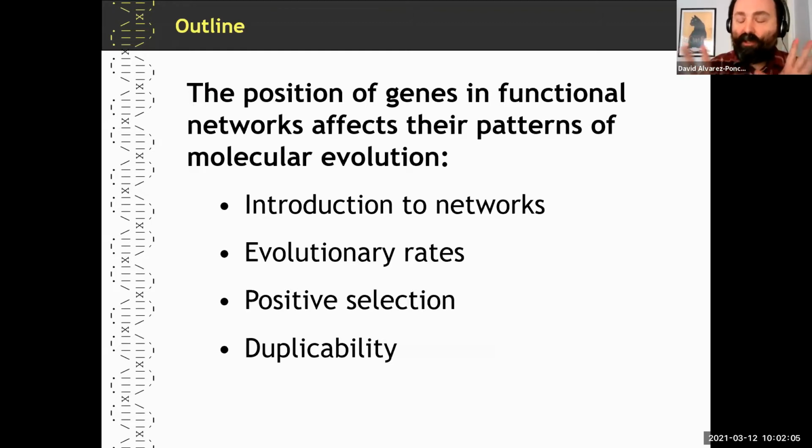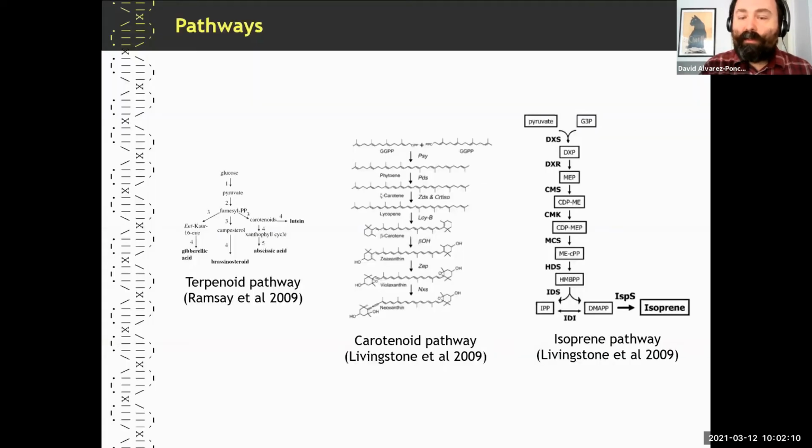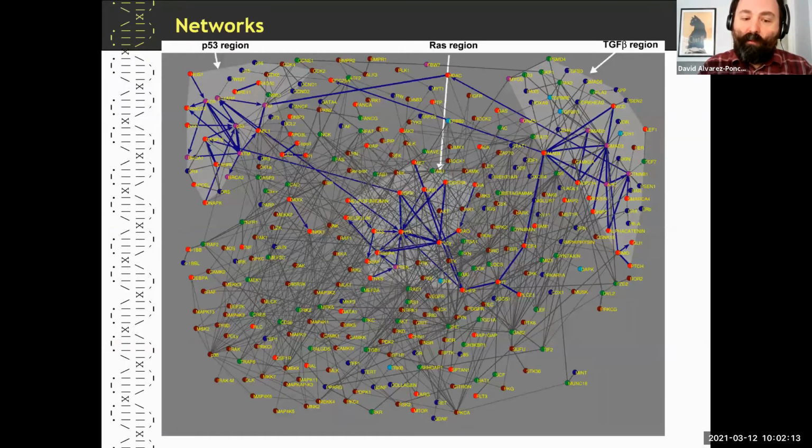Just to give you a first snapshot of what this talk is about. Say this is a network, for instance. One of the things that we've been learning throughout the years is that genes at different parts of this network, for instance, those that are highly connected or those that are upstream of signaling networks, evolve differently from others. The position of genes within a network makes them evolve faster or slower, or duplicate more or less. And this is what this talk is going to focus on.